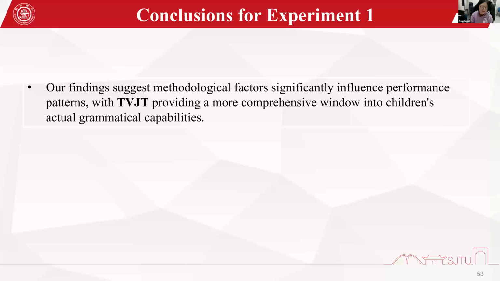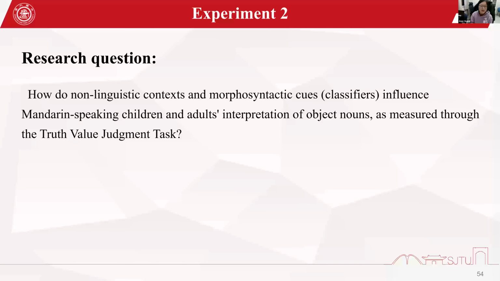So our reading suggests methodological factors significantly influence performance patterns, with the truth-value judgment task providing a more comprehensive window into children's grammatical competence. Okay, so now with this conclusion, we move on to experiment 2.